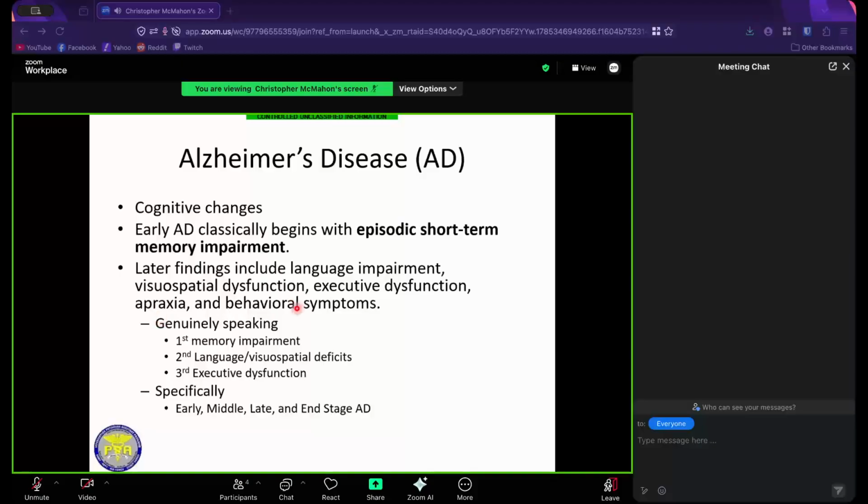And then behavioral symptoms. Generally speaking, memory impairment starts first, then we start seeing the language, visuospatial, super difficulty drawing clocks, and then executive dysfunction. So that's when we start to lose a lot of our ADLs, when we have difficulty just starting to do those things and planning the things out we need to do to take care of ourselves. And we can see early, middle, late, and end stage. All those are different ones.